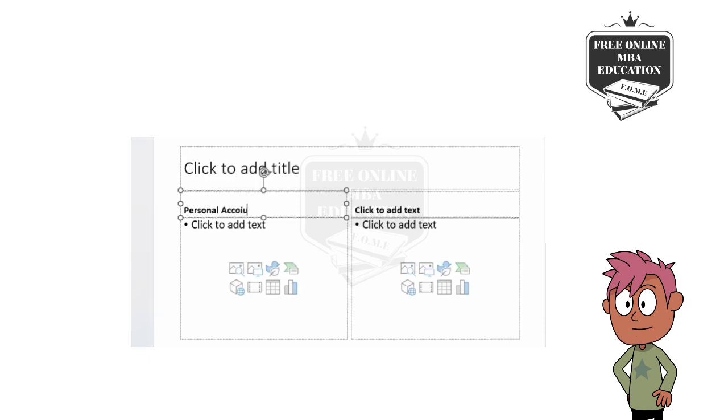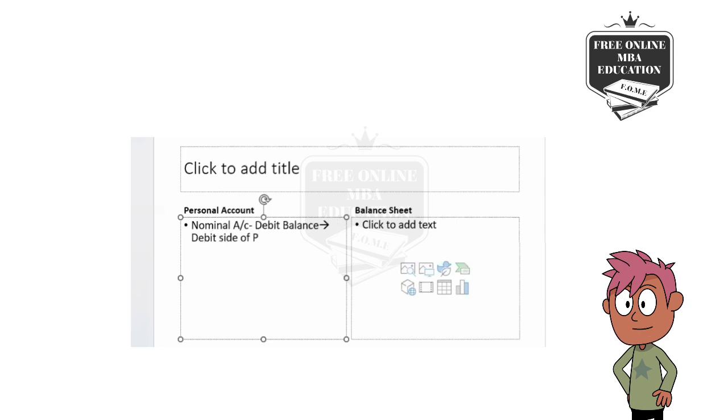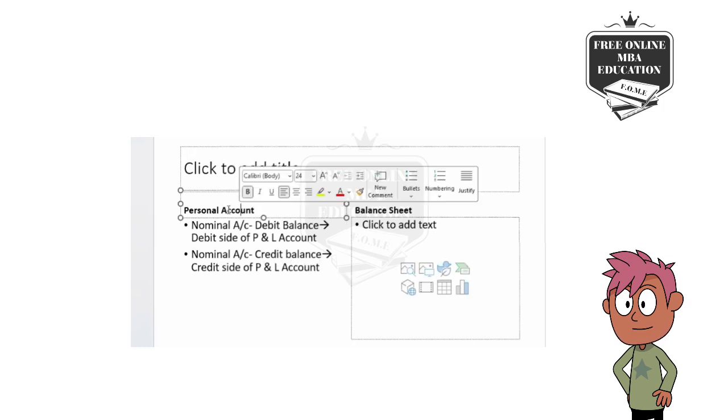So personal account, and here comes the balance sheet. So nominal account, debit balance would be considered at the debit side of P&L account. Then nominal account, credit balance would be reflected at the credit side of P&L account. For the sake of balance sheet, oh, sorry, not personal account, it's going to be profit and loss account. Sorry.